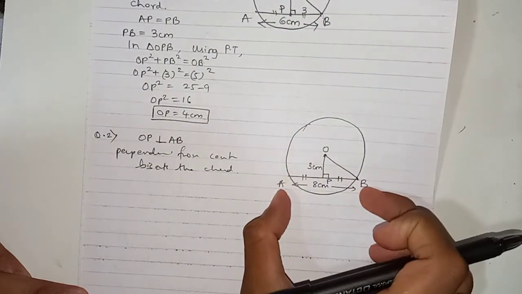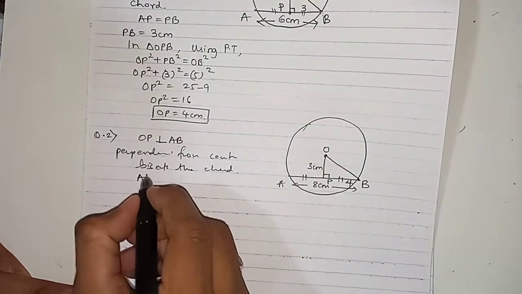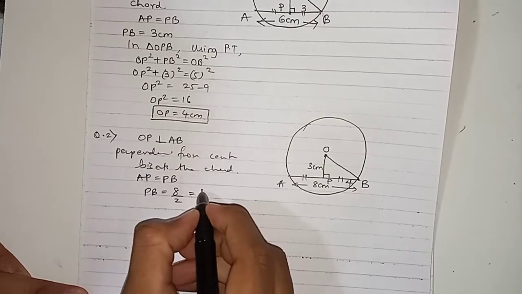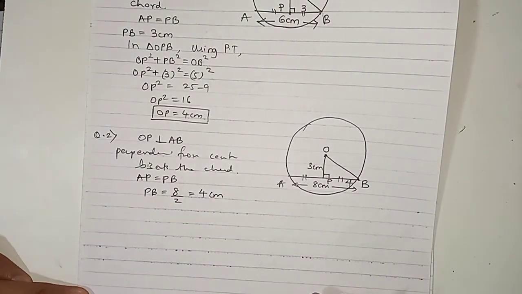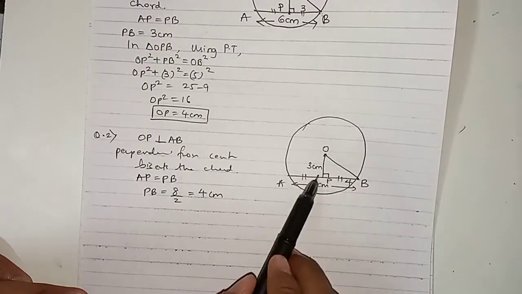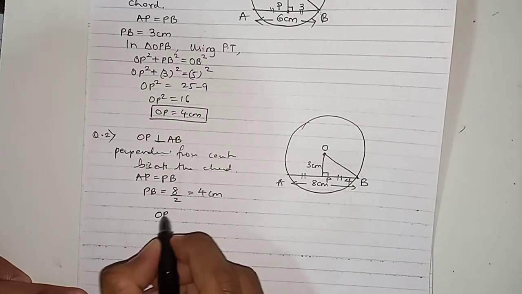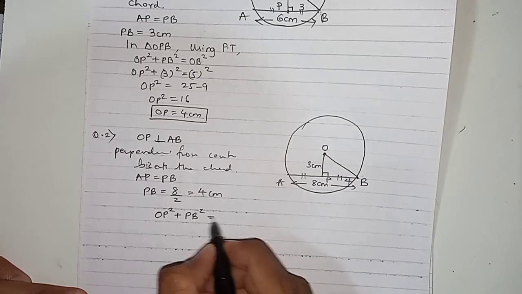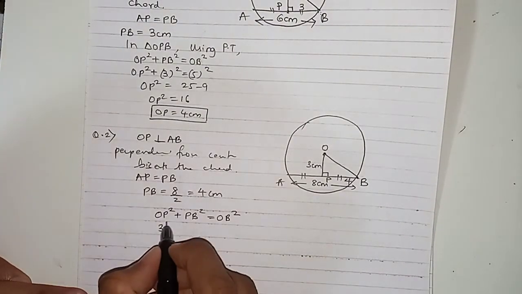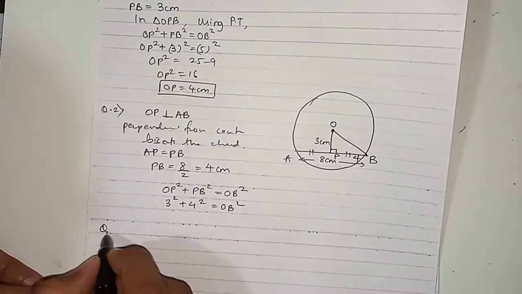So if this full chord is 8 centimeter, this will be 4 and this will be 4. So you get PB as 4. Right here AP is equal to PB. Therefore PB is 8 upon 2, that is 4 centimeter. Now you have PB 4, OP 3. Apply Pythagoras here and find OB. I leave this part on you. You can easily find this.